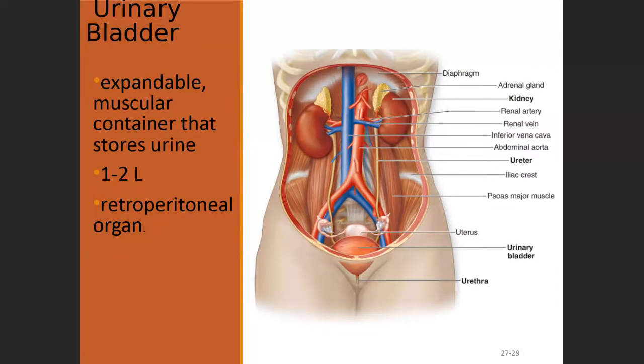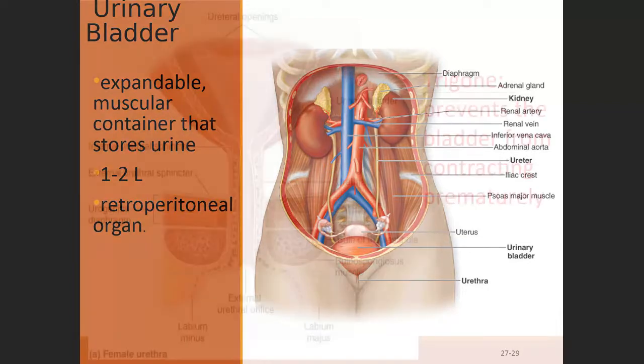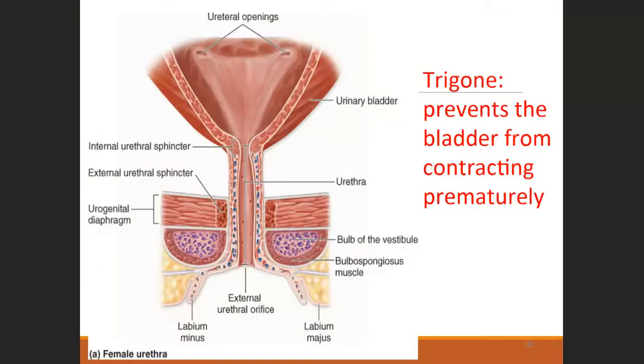The bladder itself is an expandable muscle. If you remember when we looked at it when we did tissues, it's going to be lined with transitional epithelial tissue. It's an organ designed to expand and contract and change its size. It can hold anywhere from 1 to 2 liters of urine, also a retroperitoneal organ. We will see ureteral openings at the posterior superior aspect of the bladder, draining urine into the bladder.